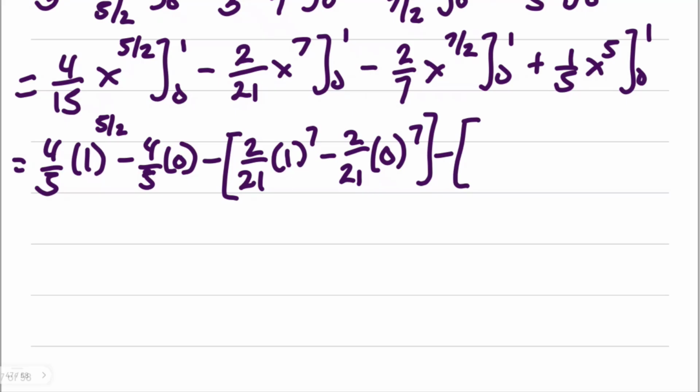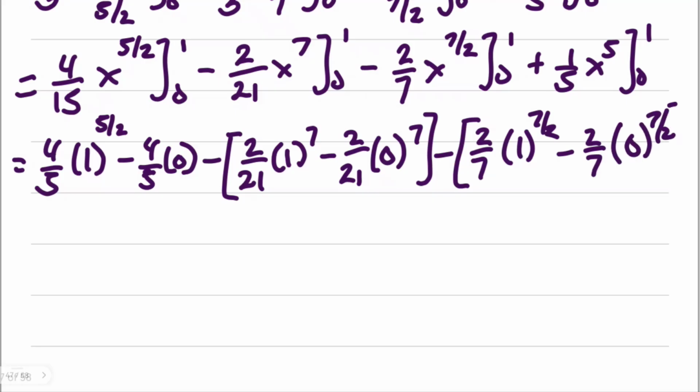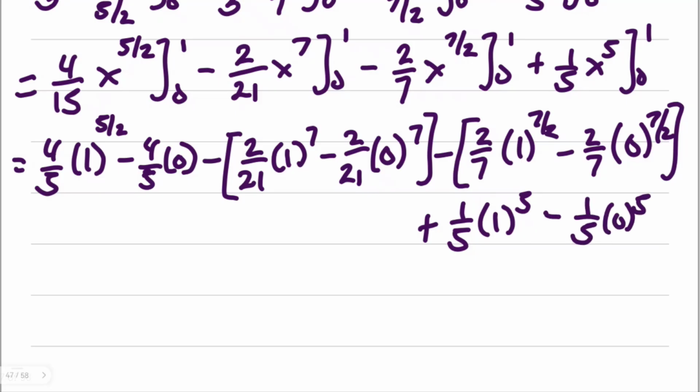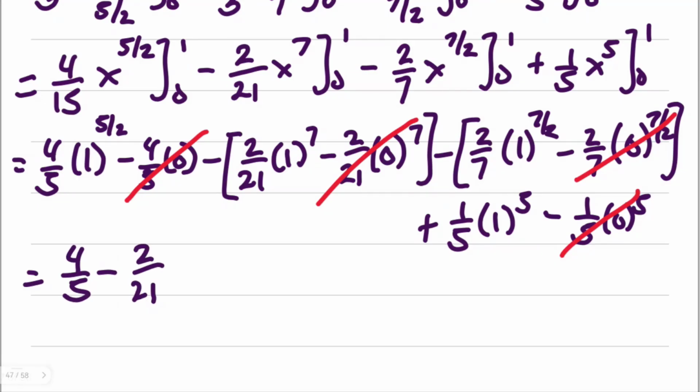Again, second grouping symbol, 2 sevenths, 1 to the power of 7 halves, minus 2 sevenths times 0 to the power of 7 halves. And the last term, since it's plus, no need for grouping symbol, plus 1/5 times 1 to the power of 5 minus 1/5 times 0 to the power of 5. So again, remove all those zeros. So you have here 4/5 minus 2 over 21 minus 2 over 7. You have here plus 1/5.